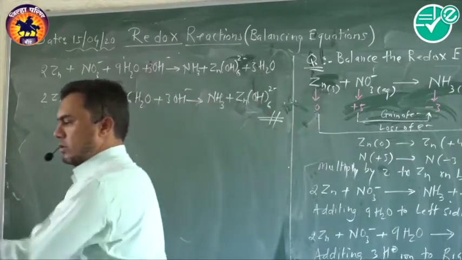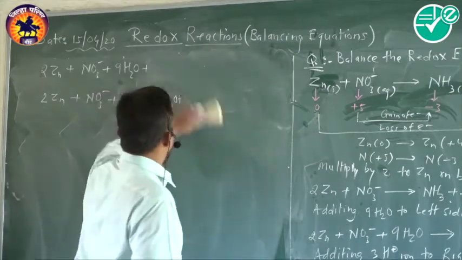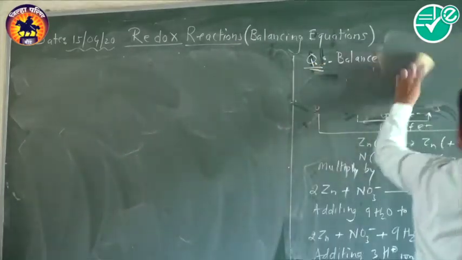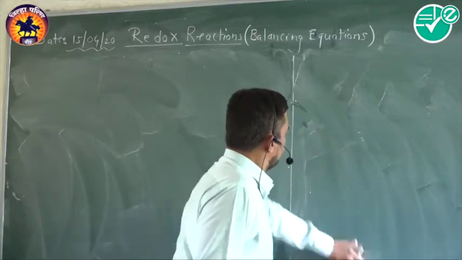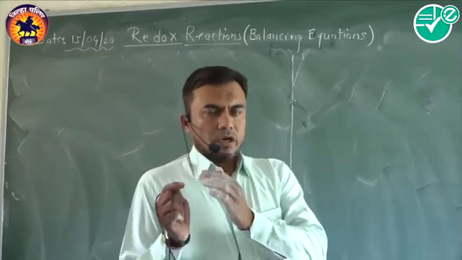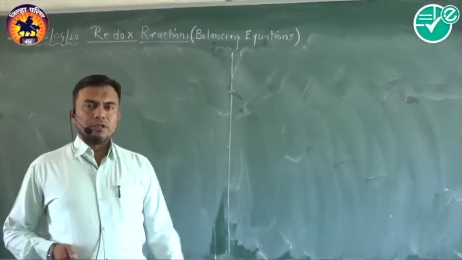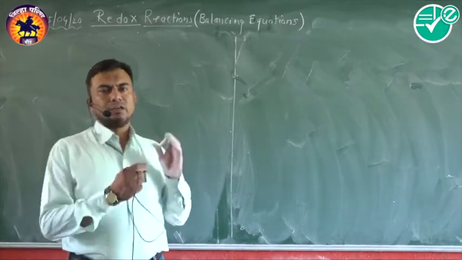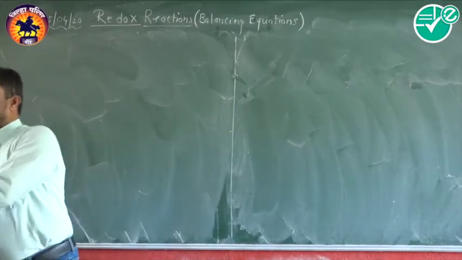Now the second method, that is the ion electron method, to balance the redox equation. With the help of this method it is simple. The principle of this method is, first of all, separate the two half reactions, that is the oxidation half reaction and the reduction half reaction, and then we have to look at the number of electrons lost and the number of electrons gained by oxidation and reduction, and we have to balance the equation, and then the final redox equation is obtained.